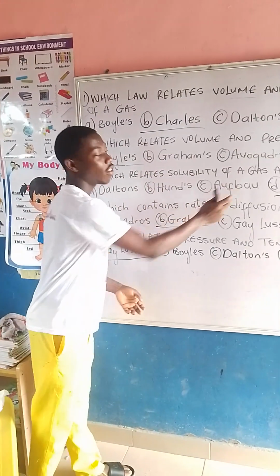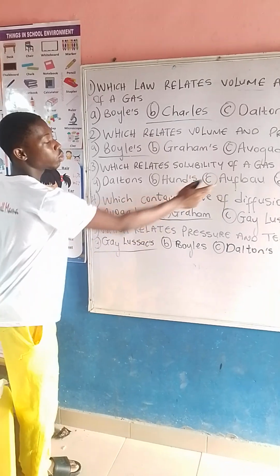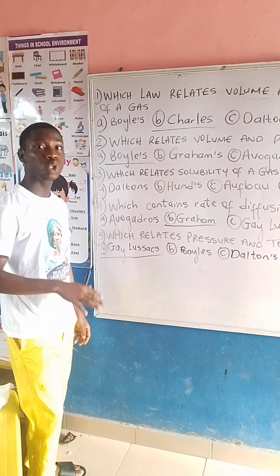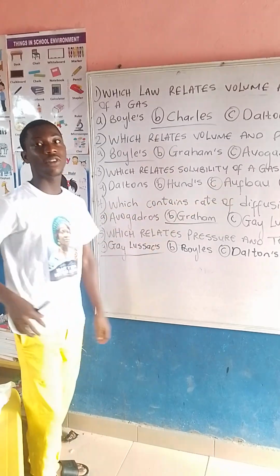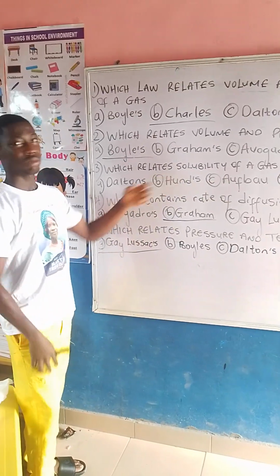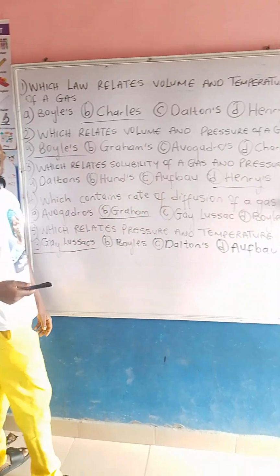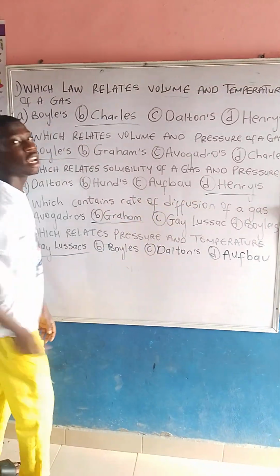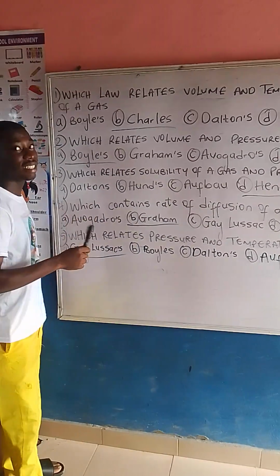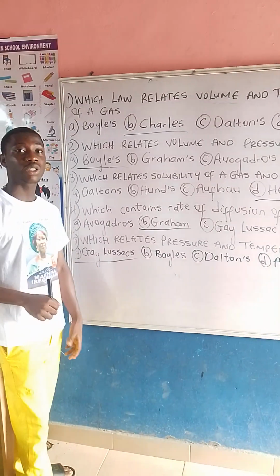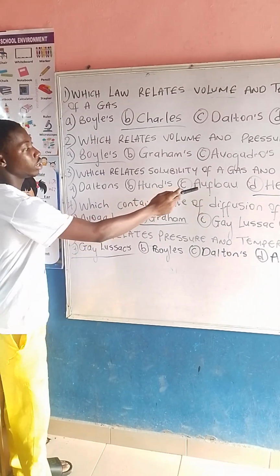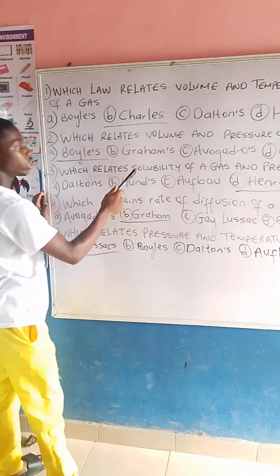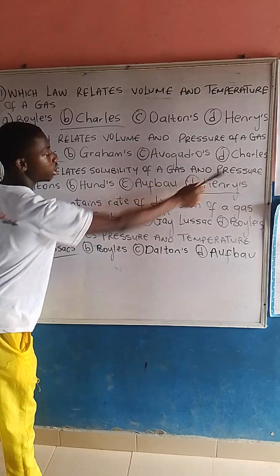Now let's go to the next one. The Aufbau principle says that orbitals with lower energy level should be filled with electrons first before those of higher energy level. It does not relate. The one that is left is Henry's law, so that will be the answer, but let me still state it. Henry's law says that the solubility of a gas in a liquid is directly proportional to the pressure above the liquid at constant temperature. So you can see that Henry's law is related to solubility of a gas and pressure.